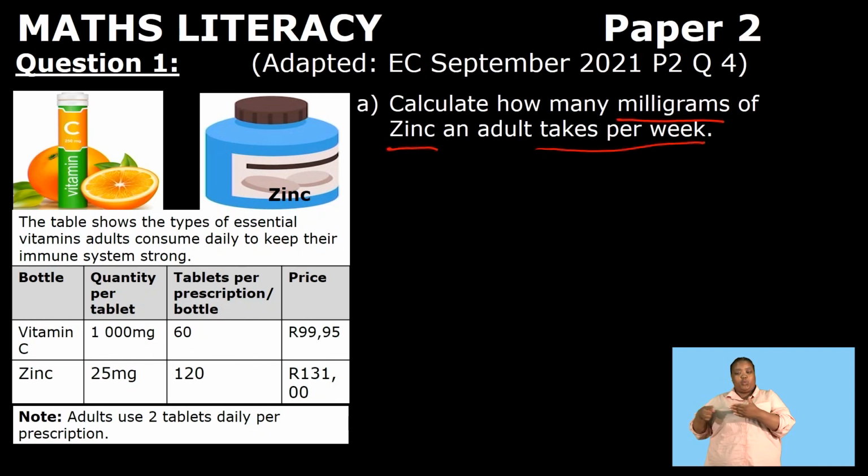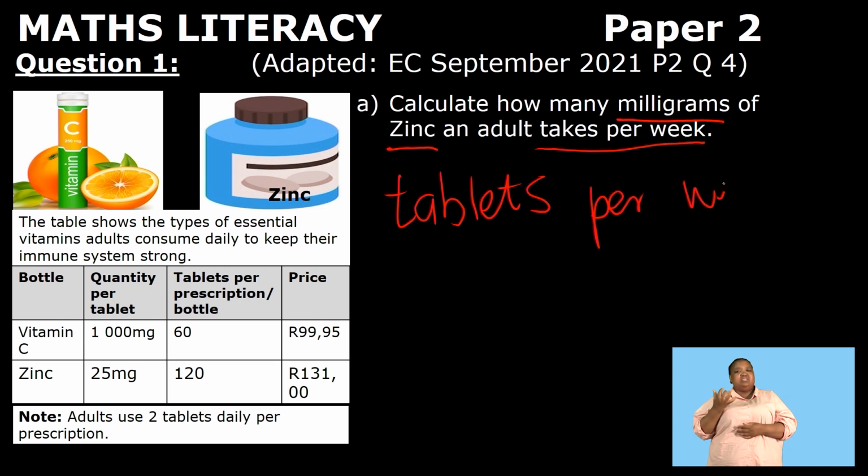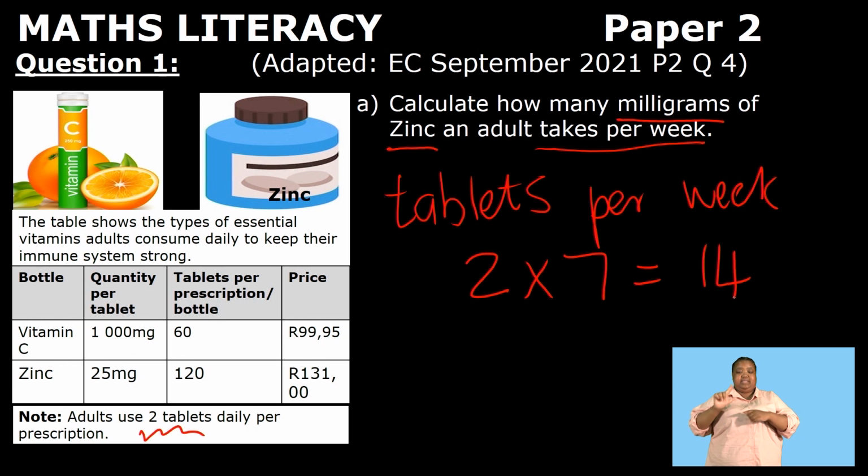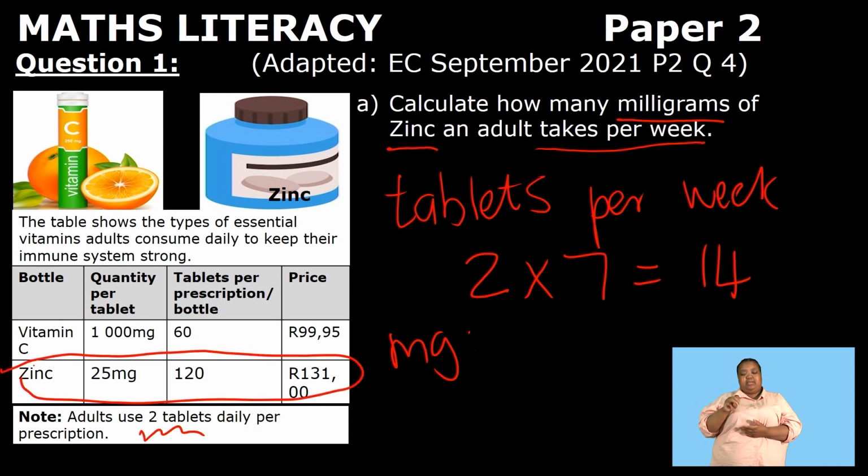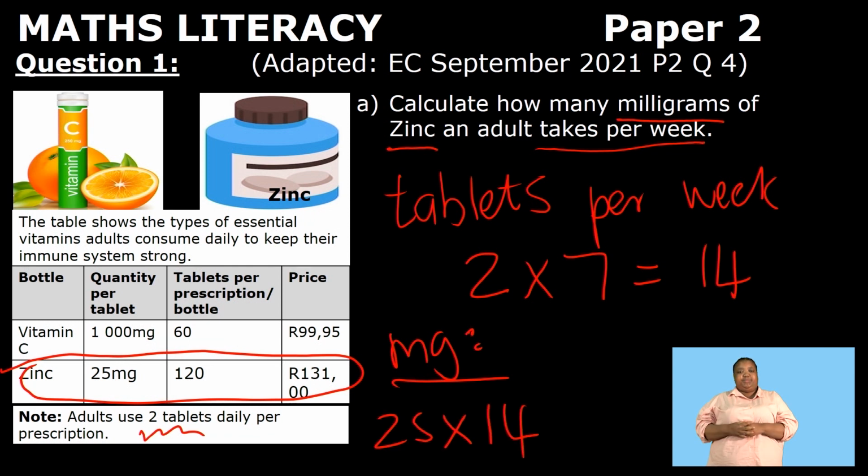So now first we need to calculate the tablets per week. And that is going to be 2 tablets a day times 7 days a week. So it's 14. And then we go to the amount of milligrams. It is zinc, so we're choosing that one. So the milligrams will be 25 times 14. And then after calculating that, you will have your answer.